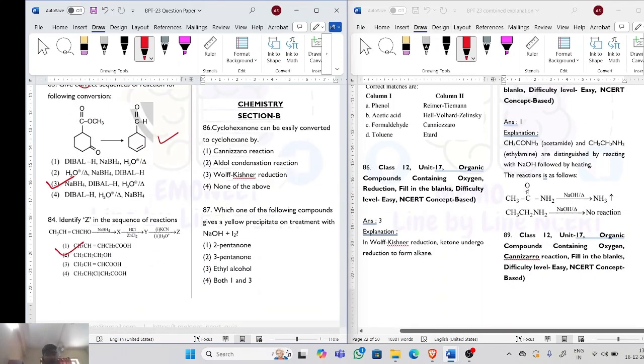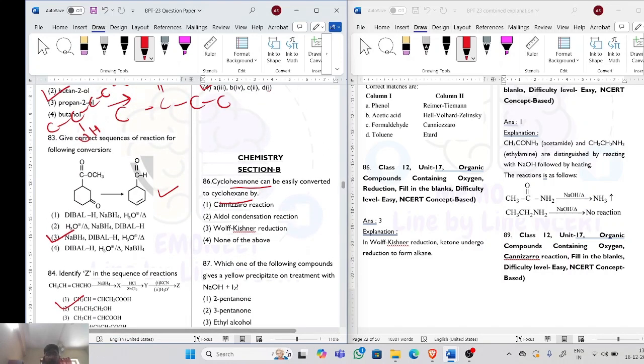Now question number 86. Cyclohexanone can be easily converted to cyclohexane by. First of all, we are reducing cyclohexanone, that is, the C=O group. We are reducing this group to cyclohexane. So there is a ketone group, not this group.